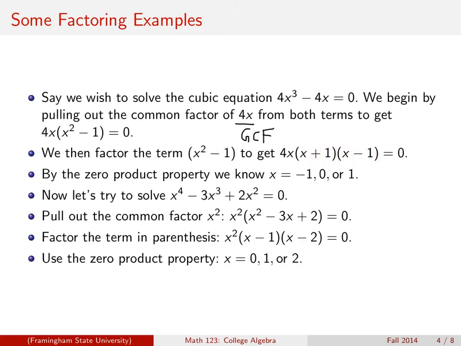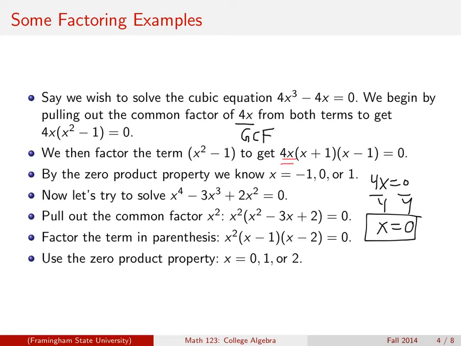Now please do not forget that the greatest common factor is still part of this equation. Now we can use our zero product property or zero product rule. We can set 4x equal to 0. Divide by 4. 0 divided by 4 is 0, so x equals 0. Similarly, if we set x plus 1 equal to 0, we'll get x equals negative 1. Here we'll get x equals positive 1. So we have three solutions: x equals negative 1, x equals 0, or x equals 1.